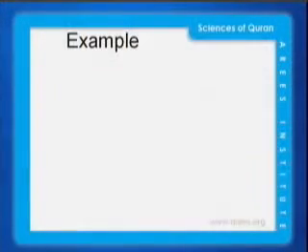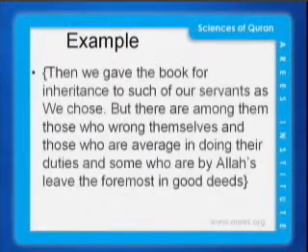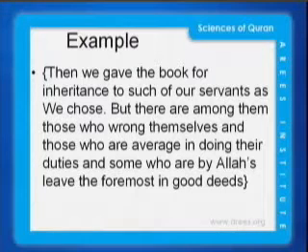Look at the example of the Quran. Allah subhanahu wa ta'ala says, ثُمَّ آتَيْنَا الْكِتَابَ الَّذِينَ اصْطَفَيْنَا مِنْ عِبَادِنَا فَمِنْهُمْ ظَالِمٌ لِنَفْسِهِ وَمِنْهُمْ مُقْتَصِدٌ وَمِنْهُمْ سَابِقٌ بِالْخَيْرَاتِ بِإِذْنِ اللَّهِ ذَلِكَ هُوَ الْفَضْلُ الْمُبِينُ. Here, Allah subhanahu wa ta'ala listed 3 types of people. Read the ayah, read the translation. Allah gave the book to the chosen ones, as if they inherited it.